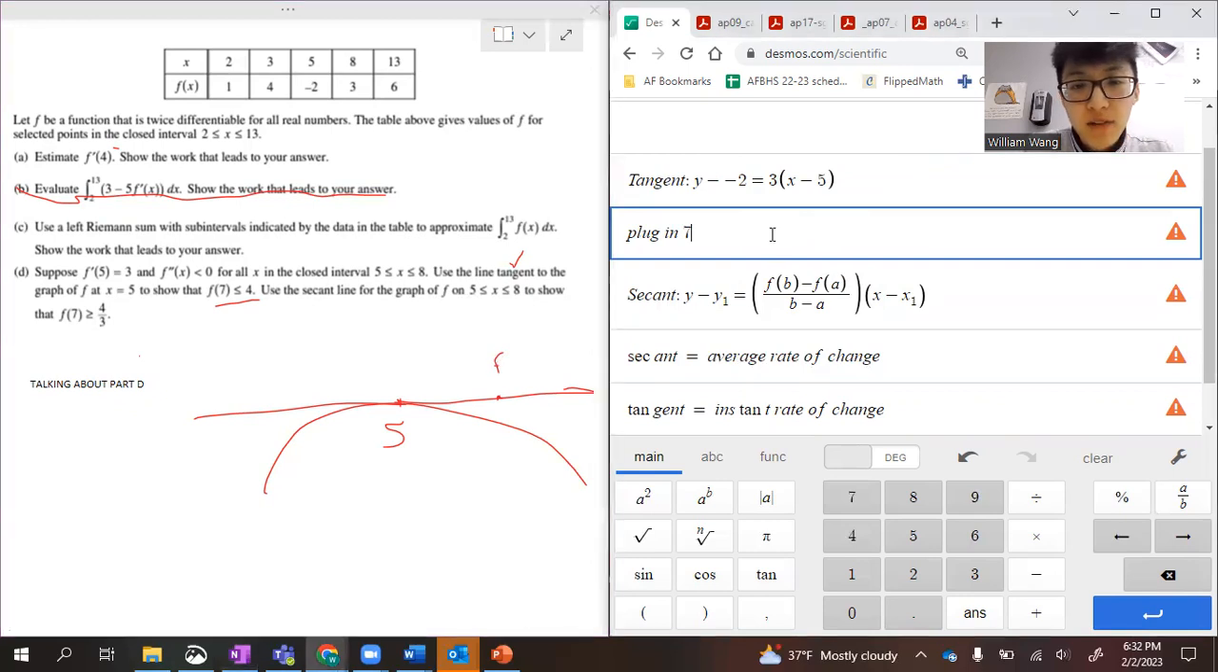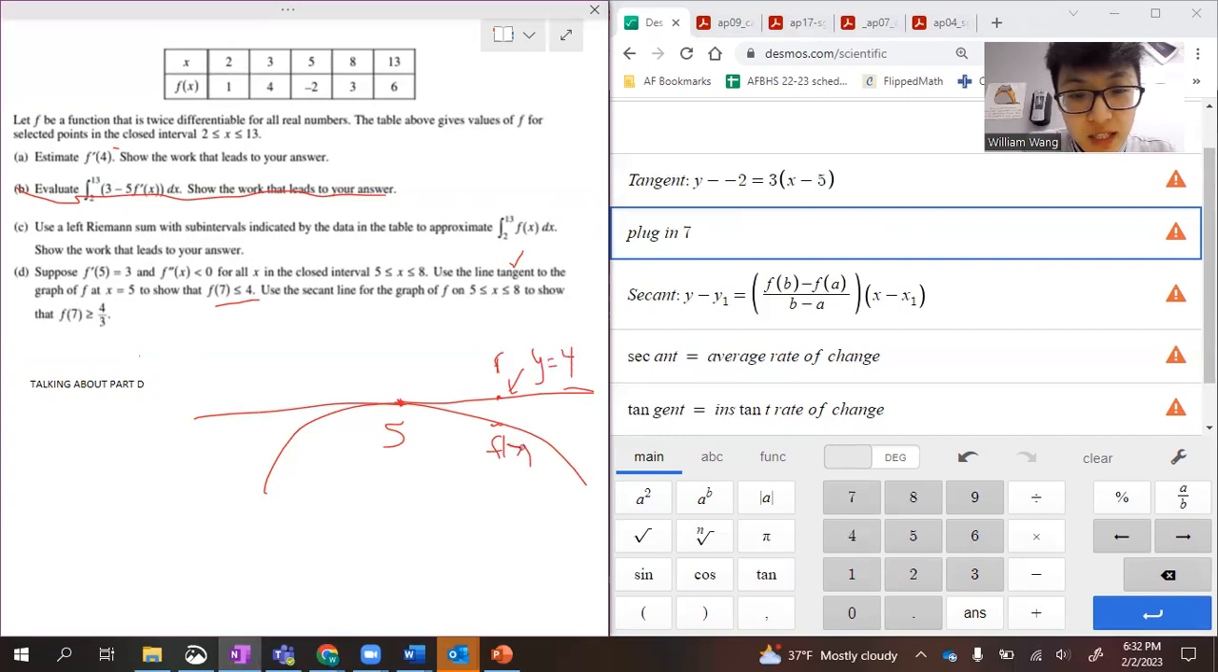Oh yeah, when I plug in 7, I'm going to get 4. So how do I express this? My y value is 4. My f of 7 is down here. F of 7, y is equal to 4 over here.